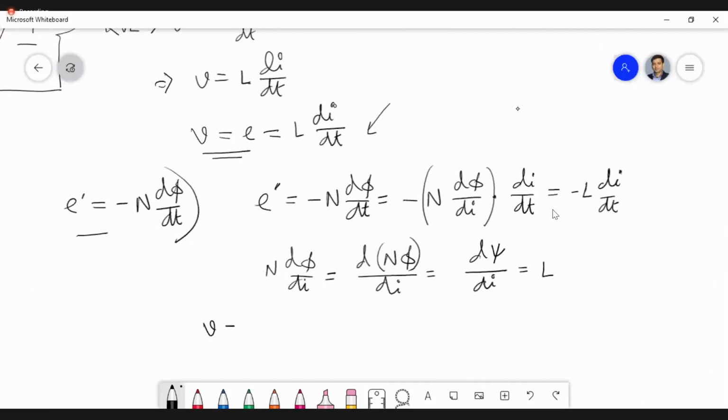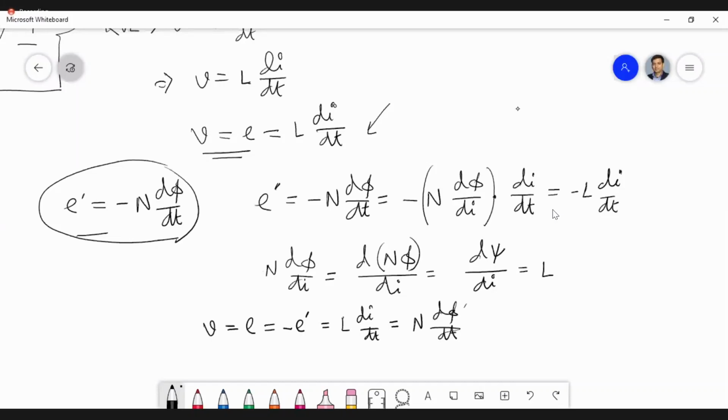Sir, what is E dash? E dash is defined here, and that should be minus E dash. That either you can write L di dt, or you can write N d phi dt. So these two are the similar expression.